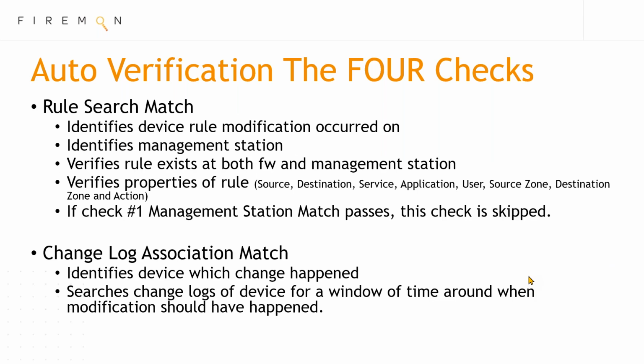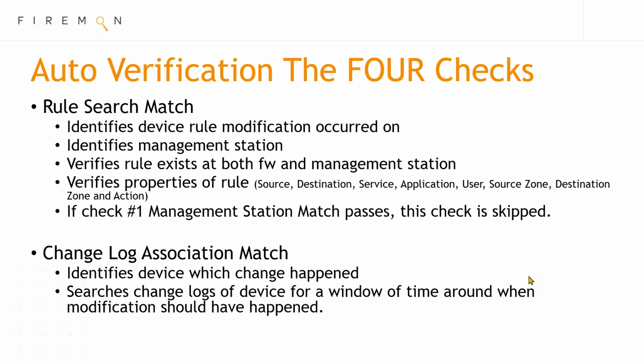The third potential check is the rule search match, and this is where Policy Planner is going to identify a device that the rule modification took place on, as well as its management station. And then it's going to try and verify that the rule exists on both the gateway or firewall and the management station that manages it. And then it'll go ahead and verify all the properties of the rule again, the source, destination, service, users, et cetera, et cetera. If the management station match from the previous slide passes, then this third check gets skipped.